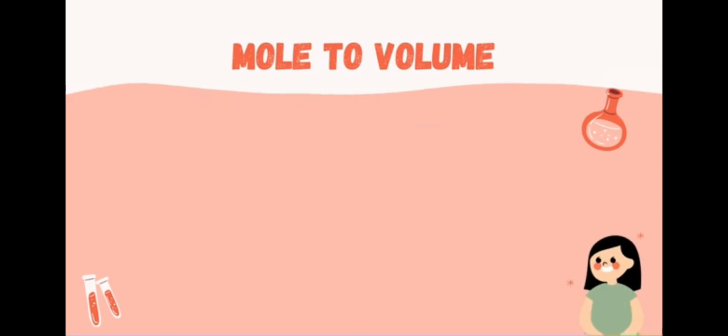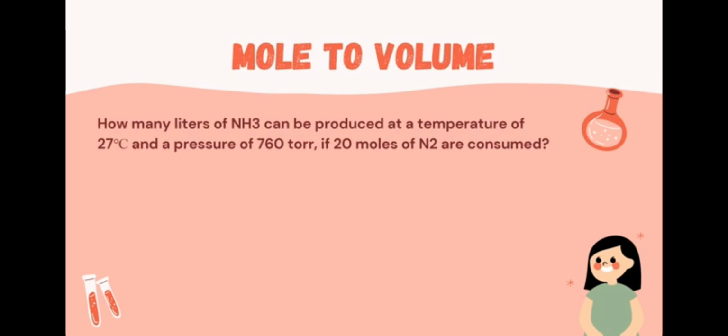Let's try another example. How many liters of ammonia can be produced at a temperature of 27 degrees Celsius and a pressure of 760 torr if 20 moles of nitrogen gas are consumed? In this chemical equation, we are asked to find the volume of ammonia in liters. By the way, before solving, make sure that the chemical equation is balanced.